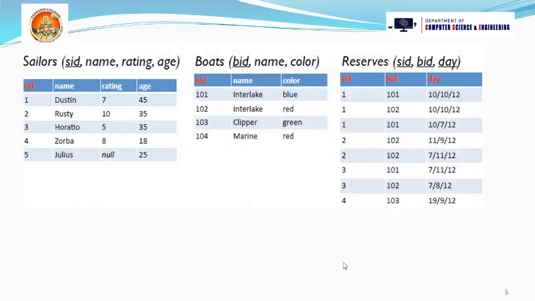So we will discuss with an example. Here we have three tables: sailors, reserves and boats. The sailors table maintains the information about the sailors, the reserves table maintains the information about the reservation of boats, and the boats table contains information about the boats. Sailors and reserves have the common column SID, and reserves and boats have the common column BID. So we can combine sailors with reserves and we can combine reserves with boats.